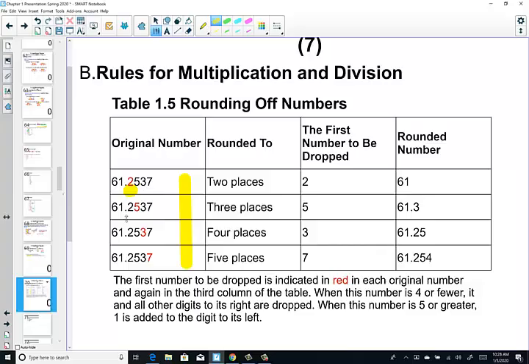If I have to report to 3 places, 5 is the first number I have to drop. So I'm going to round up, 61.3. If I have to report to 4 places, the 3 is the first number that's going to be dropped. Since it's below 5, I simply drop it, 61.25. And if I have to report 5 sig figs, 7 becomes the number to be dropped. Therefore, you can see that we rounded up. So that's just practice with what I'm referring to as rounding.